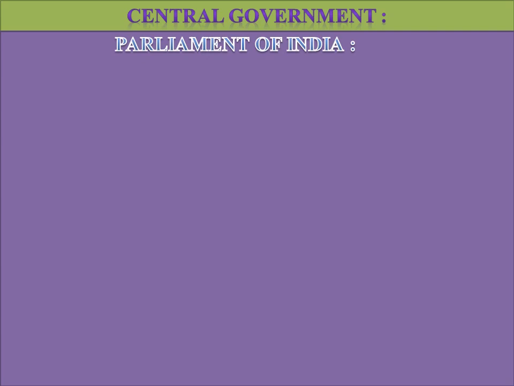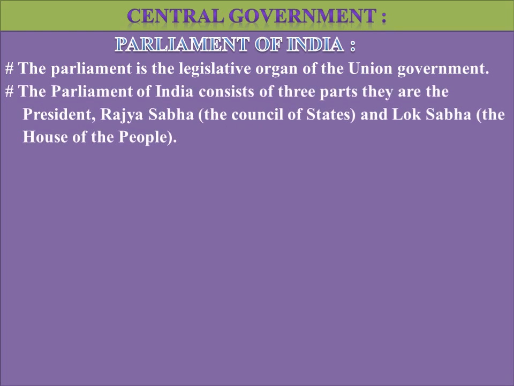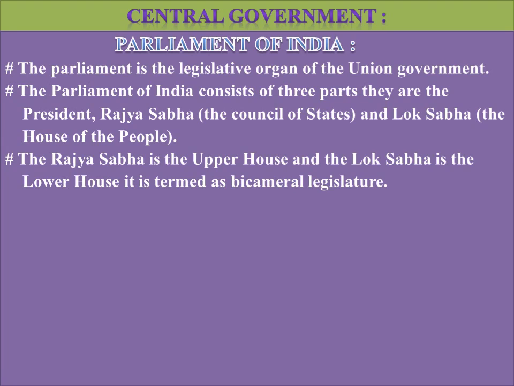The Parliament is the legislative organ of the Union government. The Parliament of India consists of three parts. They are the President, Rajya Sabha and Lok Sabha. Rajya Sabha means the Council of States. Lok Sabha means the House of the People. The Rajya Sabha is the upper house and the Lok Sabha is the lower house. It is termed as bicameral legislature.